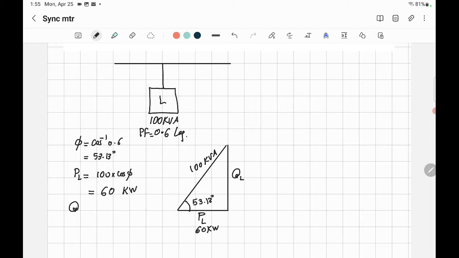And to find the reactive power of the load, you will have 100 times sine phi, which is 53.13, and you will get Q equal to 80 kVAR. So that's the information of the load that we have, and it's hooked here to the system. Of course, that's a three-phase system. You can make it like that to show a three-phase system.